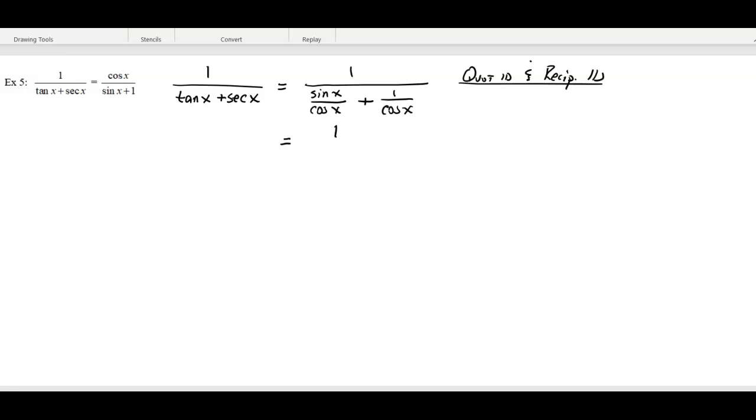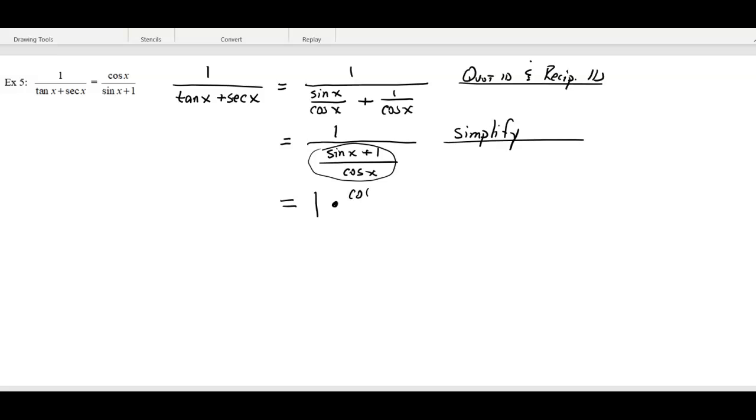Go ahead and simplify. So both of these fractions have cosine in the denominator. So this is sine of x plus 1 over cosine of x. So all I did was combine like terms, or add the fractions, simplify. Now, keep change, flip. So we have 1 divided by this fraction is the same as multiplying by its reciprocal.